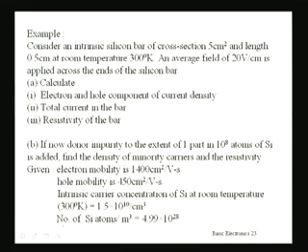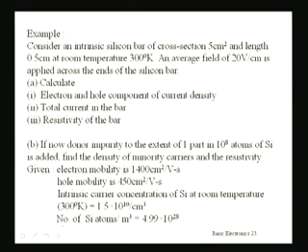Now part B of the problem is, if donor impurity to the extent of 1 part in 10 to the power 8 atoms of silicon is added, find the density of minority carriers and the resistivity.